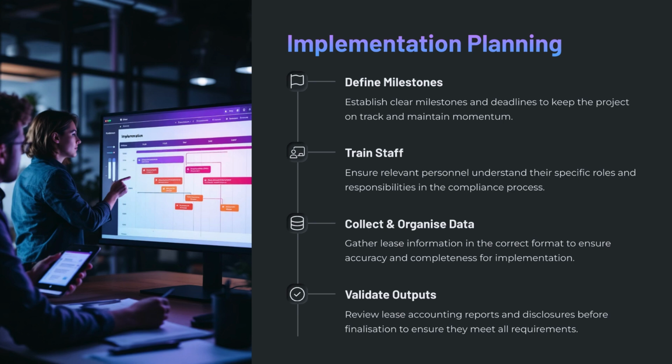Lease data must be collected and organized in the correct format to ensure accuracy and completeness. As you configure your chosen solution, validate compliance outputs to confirm accuracy. Finally, review lease accounting reports and disclosures before finalizing them to ensure they meet reporting requirements. And don't forget, your planning should also include firm processes for post-transition compliance. The transition itself is just the beginning. Ongoing accuracy and control are where the real work continues.